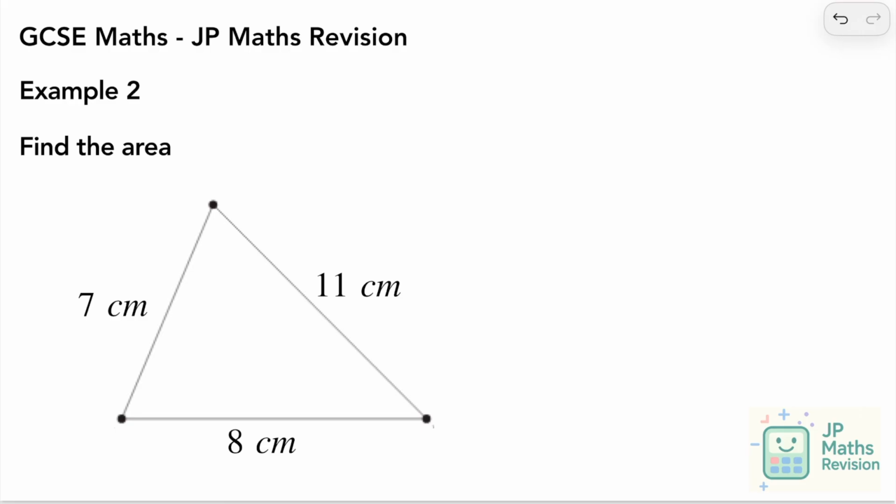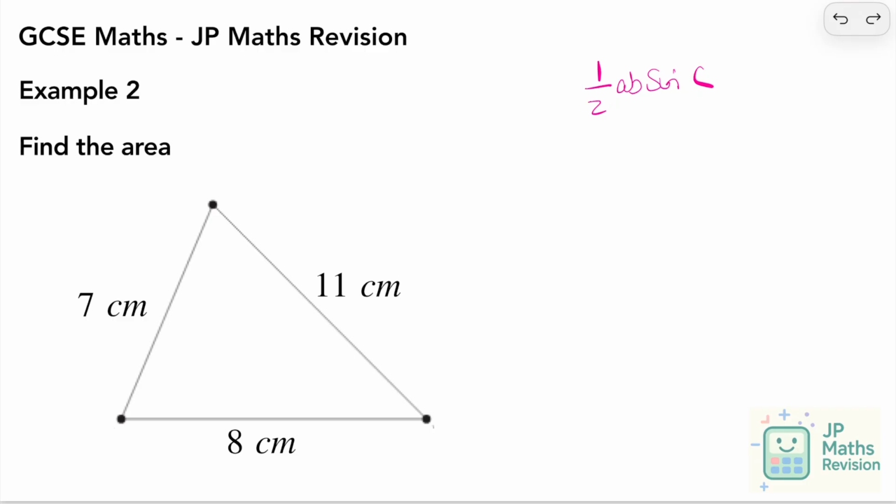So here's another example. We need to find the area of this triangle. So we use the formula A equals half AB sine C. But the issue with this question is we don't actually have any angles. So what we could do is use the cosine rule to find a missing angle and then substitute that into the formula, as well as two sides, to find the area.